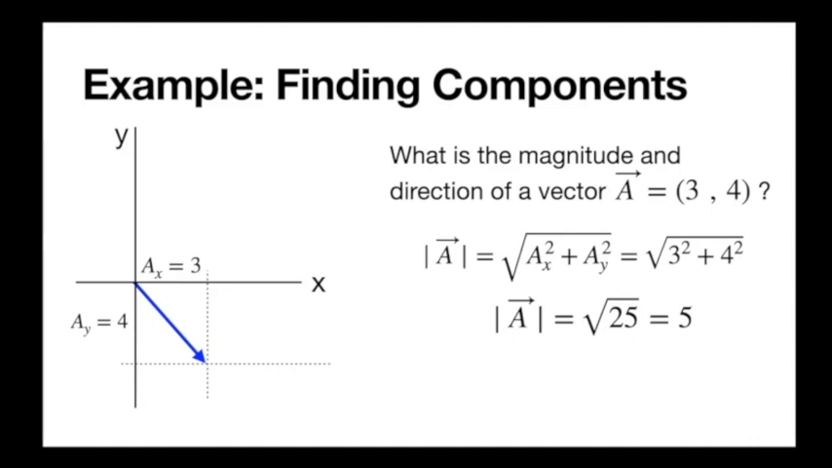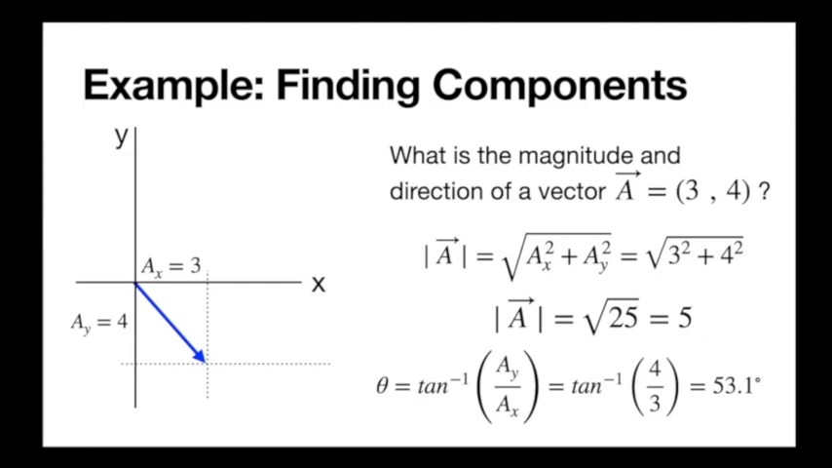And for the direction, here's the solution. And now let's work backwards. I'm going to say that I found this angle using inverse tan of Ay over Ax. And so I found inverse tan of 4 over 3 is about 53 degrees. Which angle am I talking about here? Yeah?